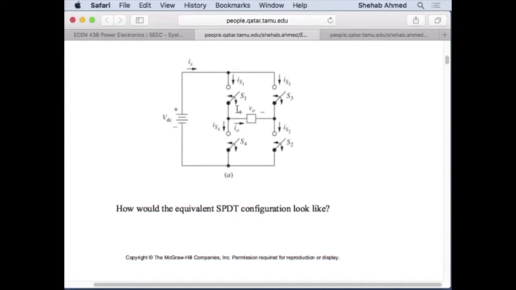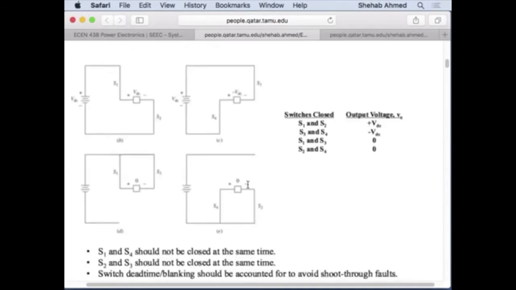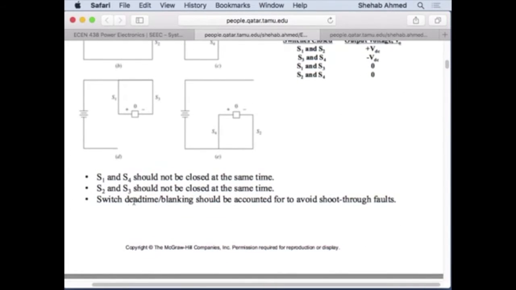You turn off S1, and then there's something called dead time that you insert. It's called dead time or blanking time, right? This dead time or blanking time is the time between S1 turning off and S4 turning on, so that you don't cause a short circuit or a shoot-through fault, as it's called. So you always insert some dead time between them.